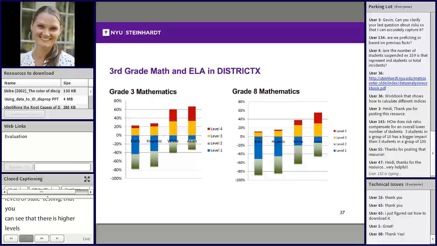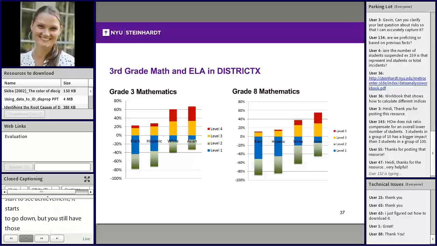And again, this is data that mirrors a lot of what I see on a regular basis, so I tried to pick something that tells the story that seems very common. And then as you move on to older grades, you start to see achievement start to go down, but you still have those disparities by race.